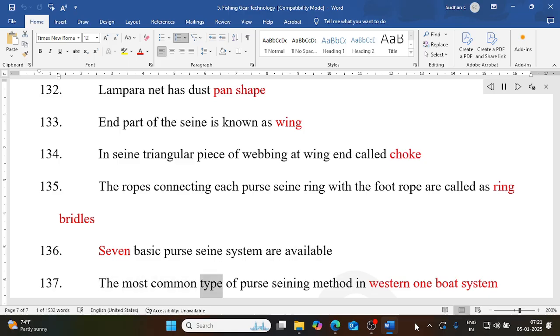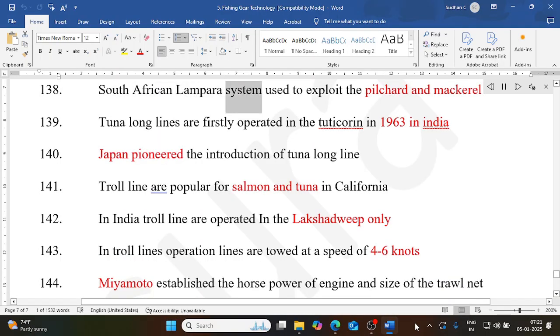The most common type of purse seining method is the Western one-boat system. The South African Lampara system is used to exploit pilchard and mackerel fisheries. Tuna long lines were first operated in Tuticorin in 1963 in India. Japan pioneered the introduction of tuna long line.